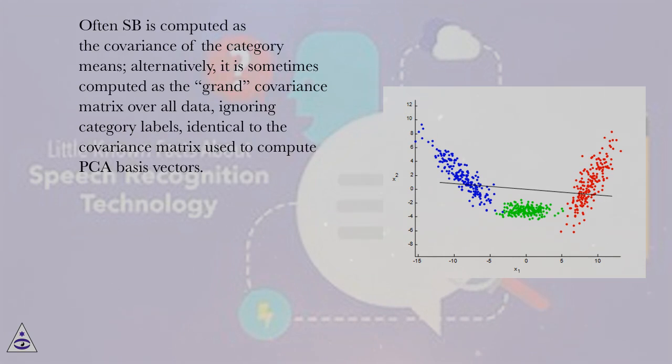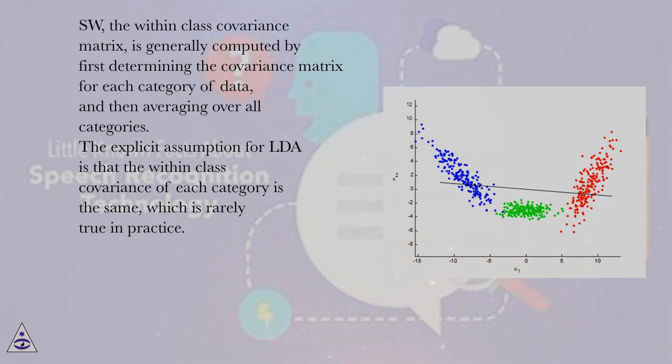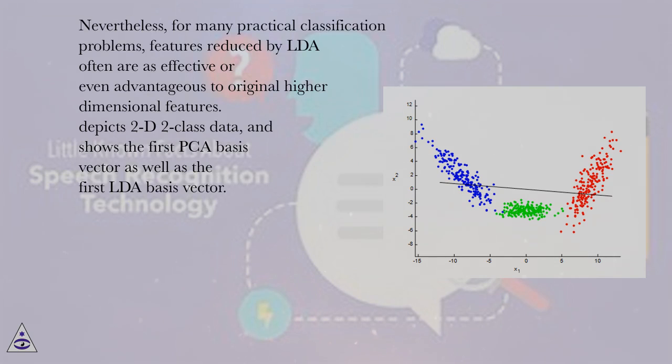Often S_B is computed as the covariance of the category means. Alternatively, it is sometimes computed as the grand covariance matrix over all data, ignoring category labels, identical to the covariance matrix used to compute PCA basis vectors. S_W, the within-class covariance matrix, is generally computed by first determining the covariance matrix for each category of data, and then averaging over all categories. The explicit assumption for LDA is that the within-class covariance of each category is the same, which is rarely true in practice.